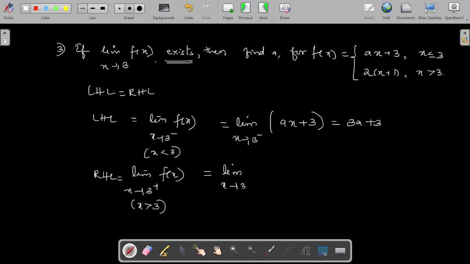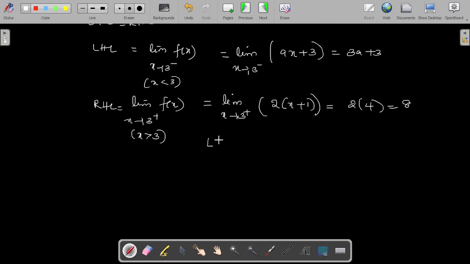X tends to 3 from the right, so 2 into x plus 1. Now as it is a polynomial function, direct substitution of the limit. Put x equal to 3, 2 into 3 plus 1 is 4, which is equal to 8. Now, as the limit of the function exists, which is already mentioned in the question, therefore LHL must be equal to RHL.